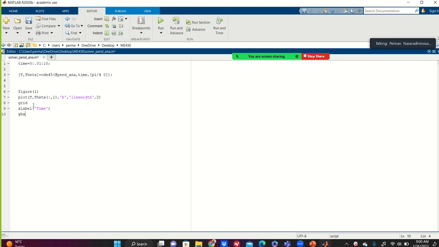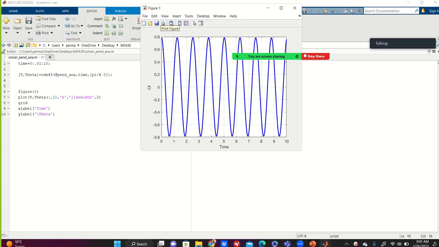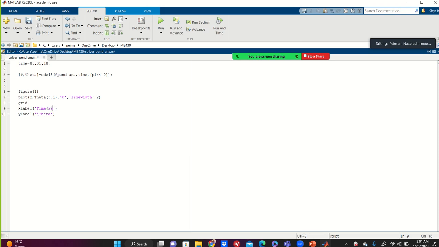And the Y label is theta. Oh, what was that? Okay, is theta. And you have to put like this. Here we go. See? Theta, time. And obviously you have to put units, second, and here is radian, and here is radian.